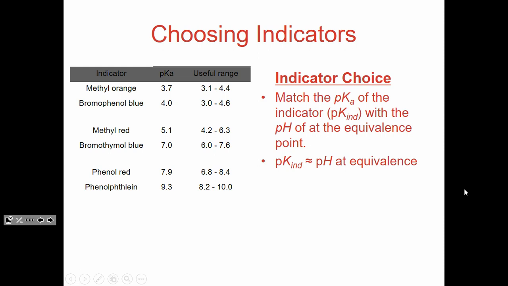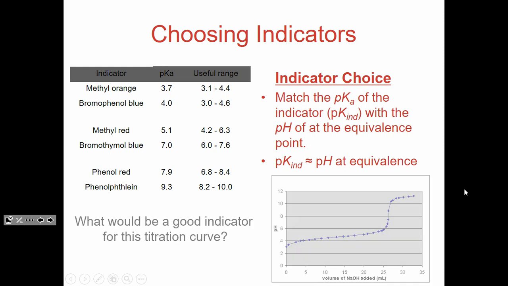So honestly, easier than looking at the last graph and looking at the color changes is to look at the Ka of the acids, calculate their pKa's, and match that up to the equivalence point. So match the pKa of the indicator with the pH at the equivalence point and choose an appropriate indicator that changes color right around the pH equivalence point. In other words, we're looking for a pKa very similar to pH.